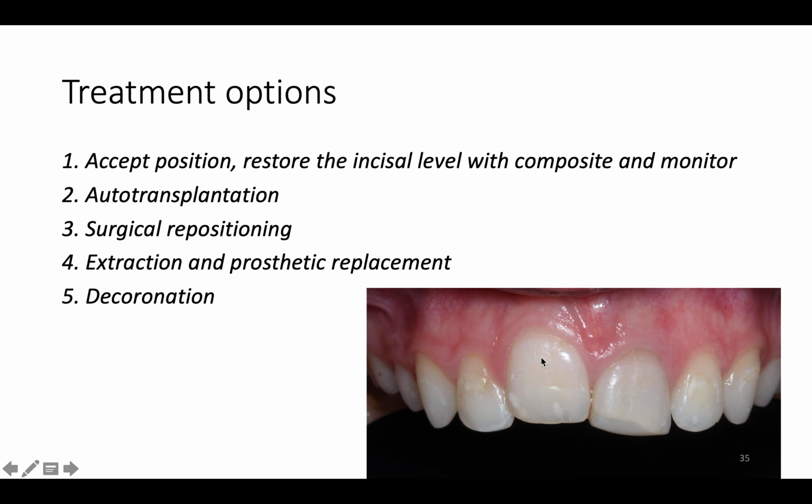You can surgically reposition this tooth, so you can attempt extrusion of this tooth, but this has to be done carefully in order to avoid damage to the coronal tooth structure. Some claim that if you do so, you will break the contact between the bone and the tooth surface, and maybe the apical tissues can heal themselves. Or you can extract and replace with an implant or an adhesive bridge, or you can do decoronation.